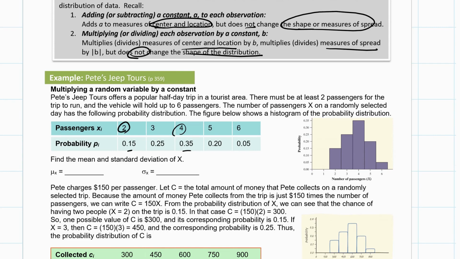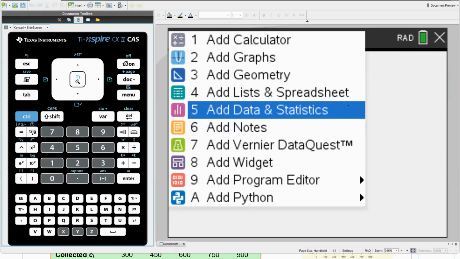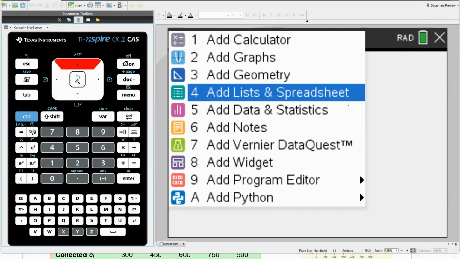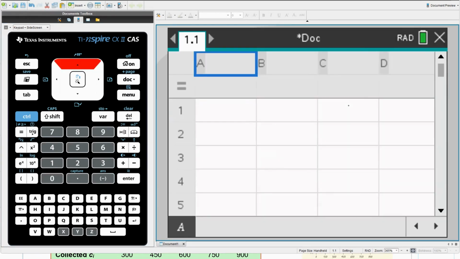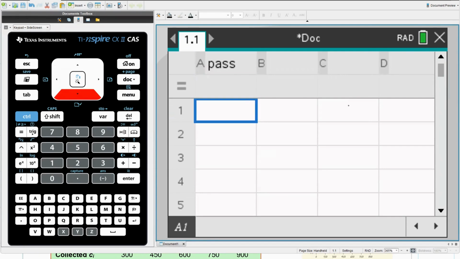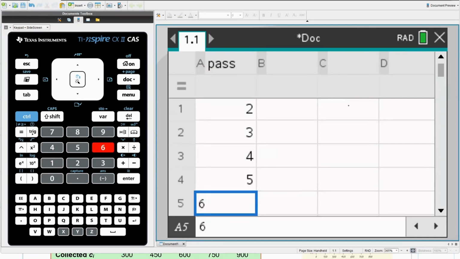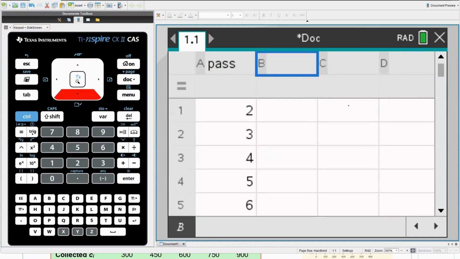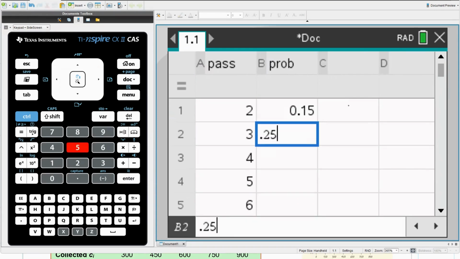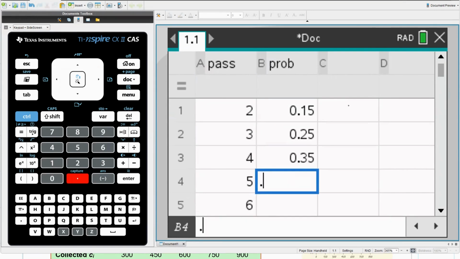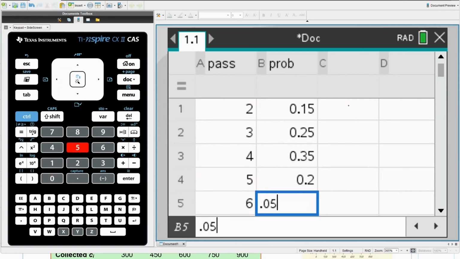To do that, I'm going to switch over to my calculator. I'm going to add a lists and spreadsheets page, and we'll call this column passengers. The different numbers of passengers could be two through six. Then in the second column we'll put in the probability associated with each of these: 15% for two passengers, 25% for three passengers, 35, 20, and 5%.